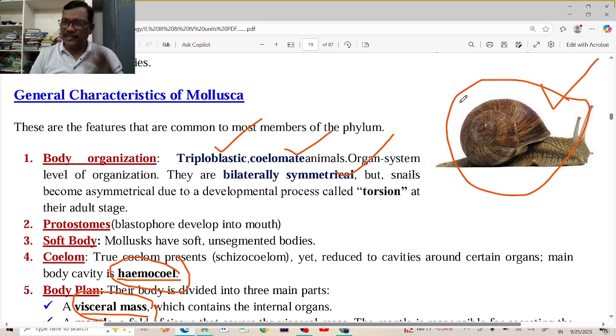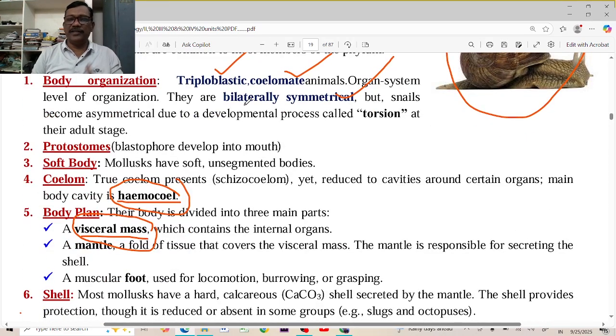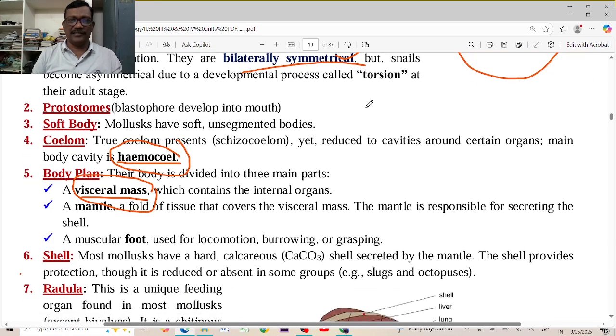In snail-like gastropods, especially in embryonic development, the larval stage can show the bilateral symmetry, whereas the adult, which undergoes the torsion, can show the asymmetry. We will discuss the torsion and detorsion in the next video. So the bilateral symmetry is in the larval stage only.